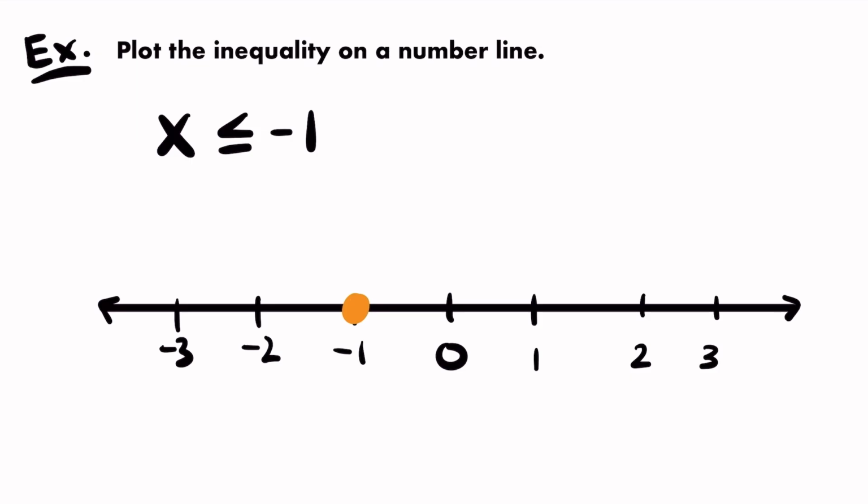So we're looking at values that are smaller than -1. So that doesn't describe 0, 1, 2, 3, and so on. Those are all numbers that are bigger than -1. So we want to draw our arrow to the left, including all those negative numbers that would be smaller than -1. So I'll draw my arrow just like that. And there you have it. That would be the plot on a number line of this inequality.